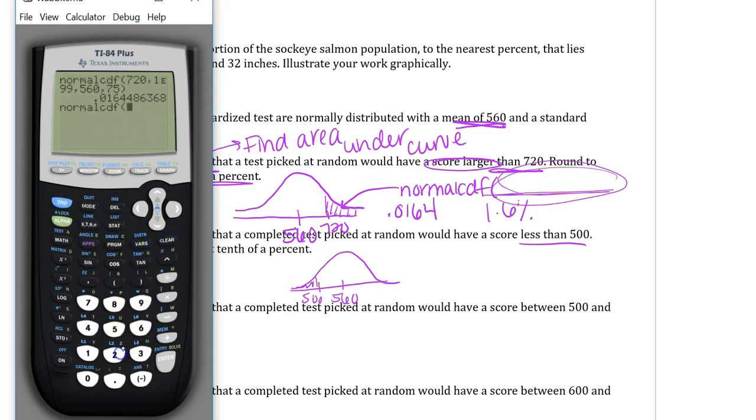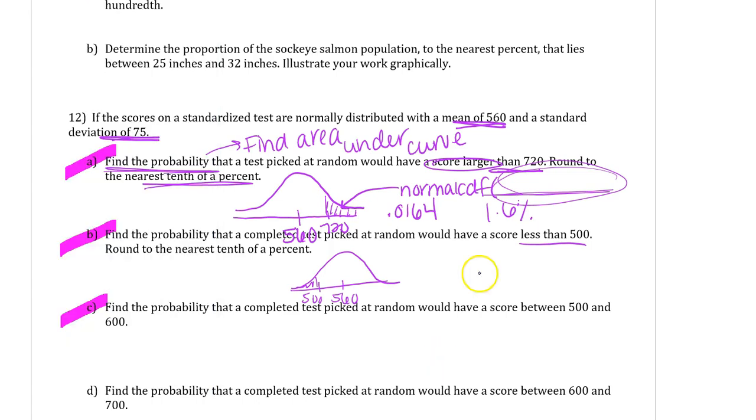Second var, option 2. So I do negative infinity, or negative a bunch of 9s, that'll work, to 500, that's my upper bound. Mean is still 560, standard deviation is still 75. Enter. So 21.2%. Again, I'd show your work, but I'm just quickly going through this.